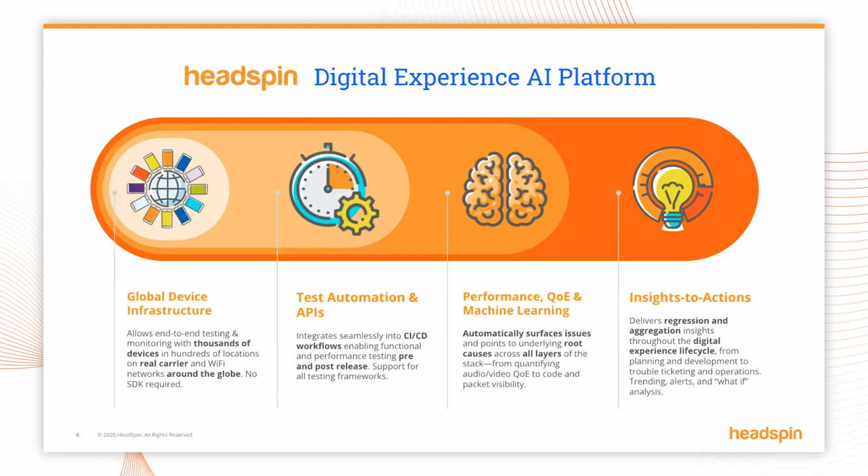The third pillar is where you'll find performance and quality of experience measurement and machine learning. Our platform allows you to identify bottlenecks and issues by surfacing the underlying root causes from all layers of your technology stack. Whether it be audio or video quality of experience, to the code and even packet visibility, our platform gives you the ability to measure KPIs that you care about, whether they are app, device, network, and even critical user journeys and screen transitions.